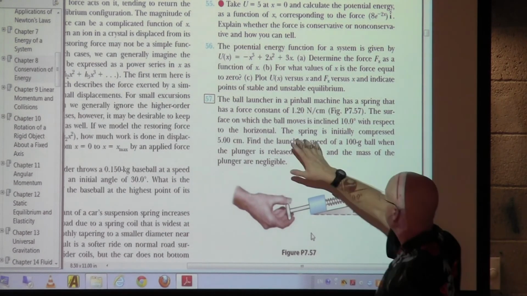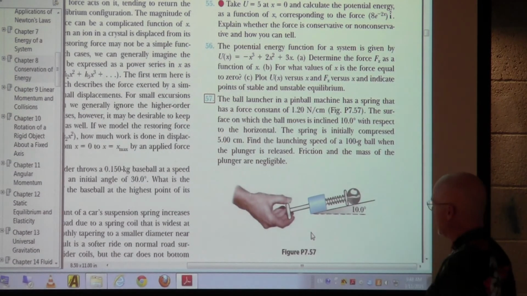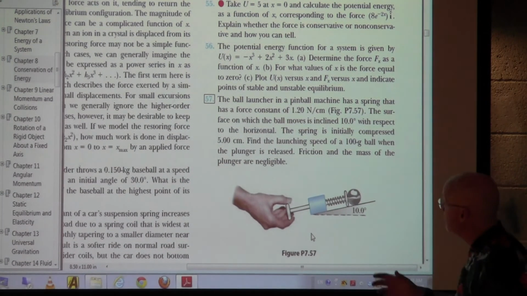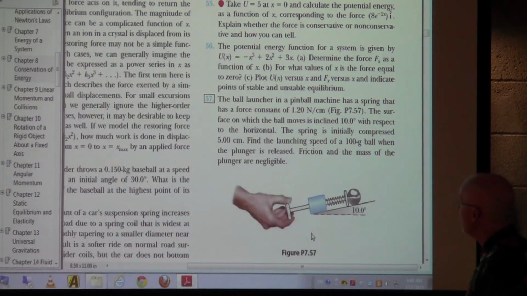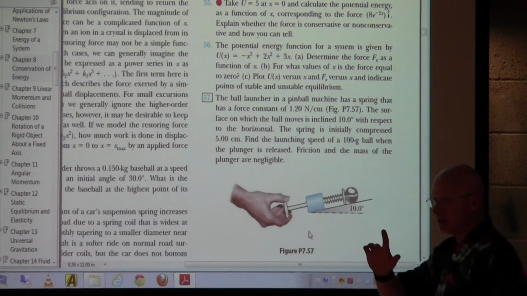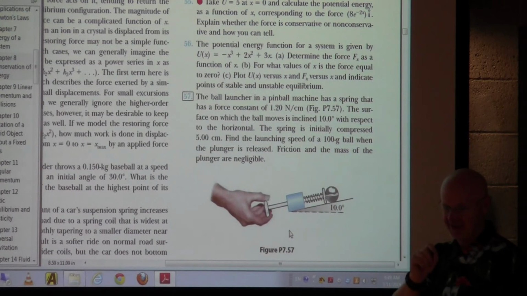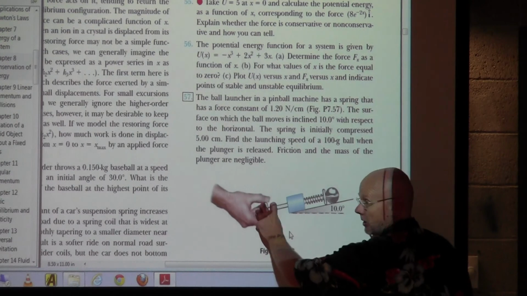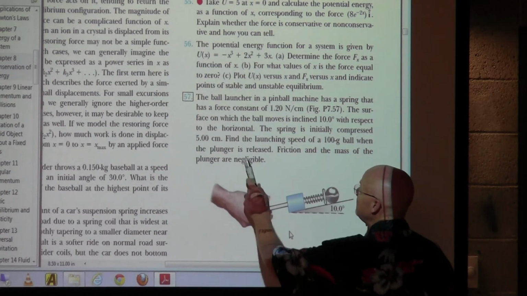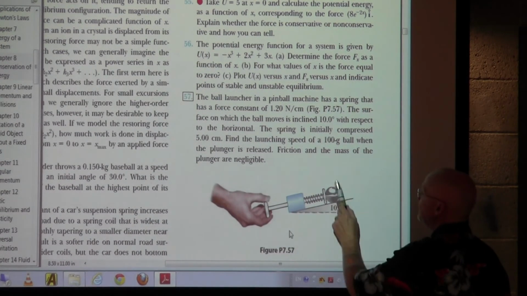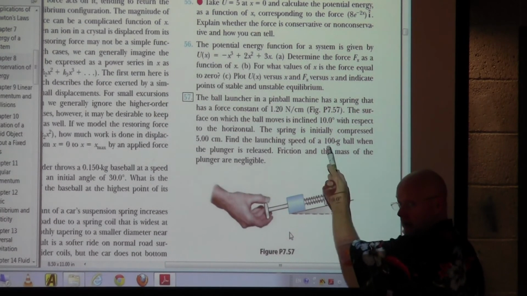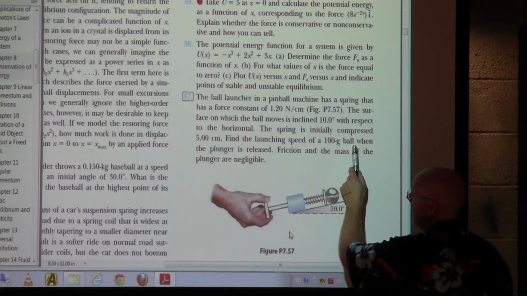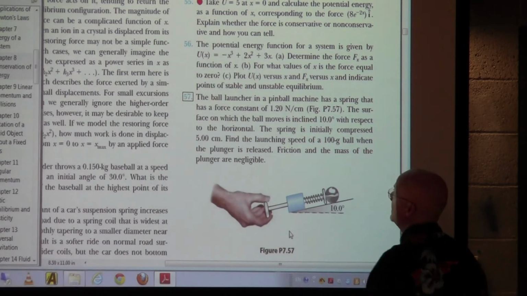It says the surface of the pinball machine is inclined at 10 degrees. So there it is, the surface of the pinball machine angling up at 10 degrees with respect to the horizontal. The spring is initially compressed 5 centimeters. Watch our units here. Basically, they're going to take your hand and pull back 5 centimeters. Find the launching speed of the 100 gram, not kilograms, so you have to be careful there, the 100 gram ball when the plunger is released.